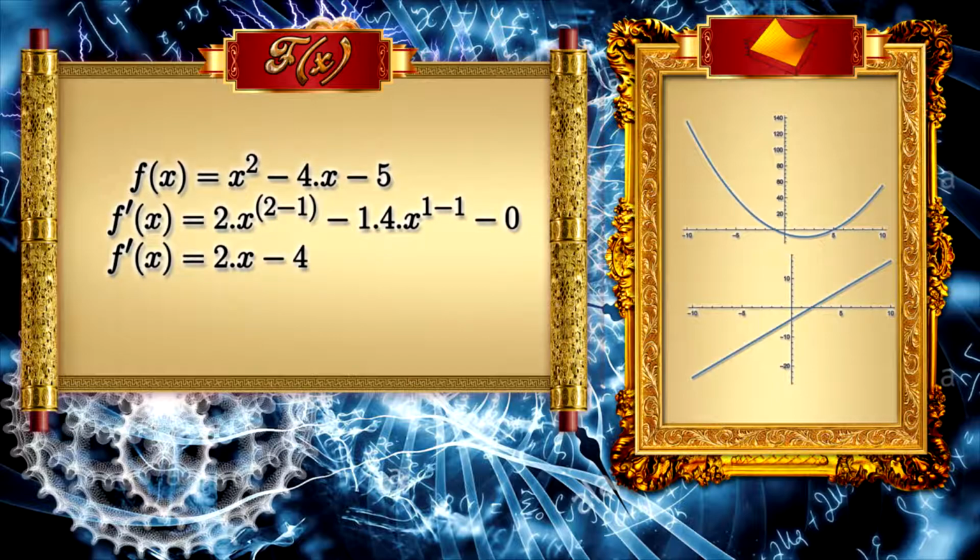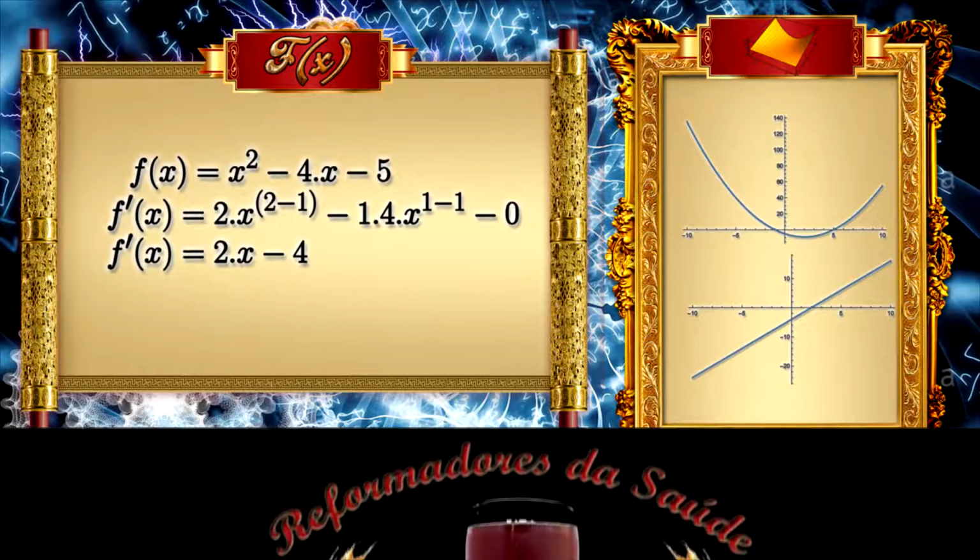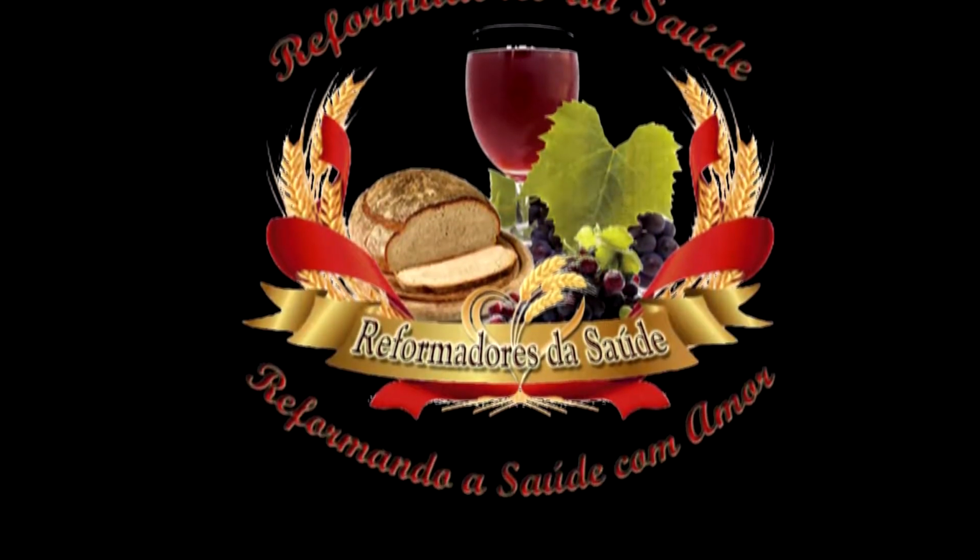Notice that the lowest point of the curve in the function represents the value 0 in the derivative plot. See that in the second degree equation, the lowest point falls directly on the 0 of the line, which is the derivative of the function. This is the point at which the angular coefficient reverses. But soon, in the next videos, we will learn this. Good studies.